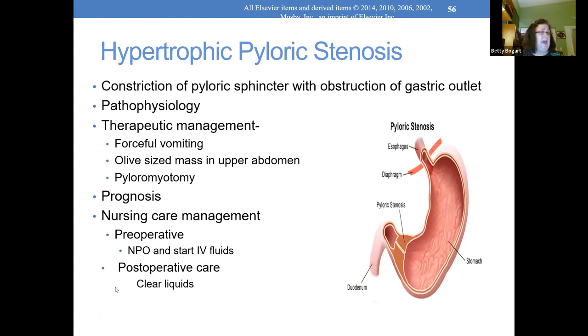Pyloric stenosis, hypertrophic pyloric stenosis. There is a pyloric sphincter that connects the lower stomach to the small intestine, to the duodenum. That sphincter gets thickened and muscular, and it becomes narrowed to the point where milk can't go down. This infant is 3 weeks to 2-3 months old, and the food goes down when you feed them, breastfeed or bottle feed.